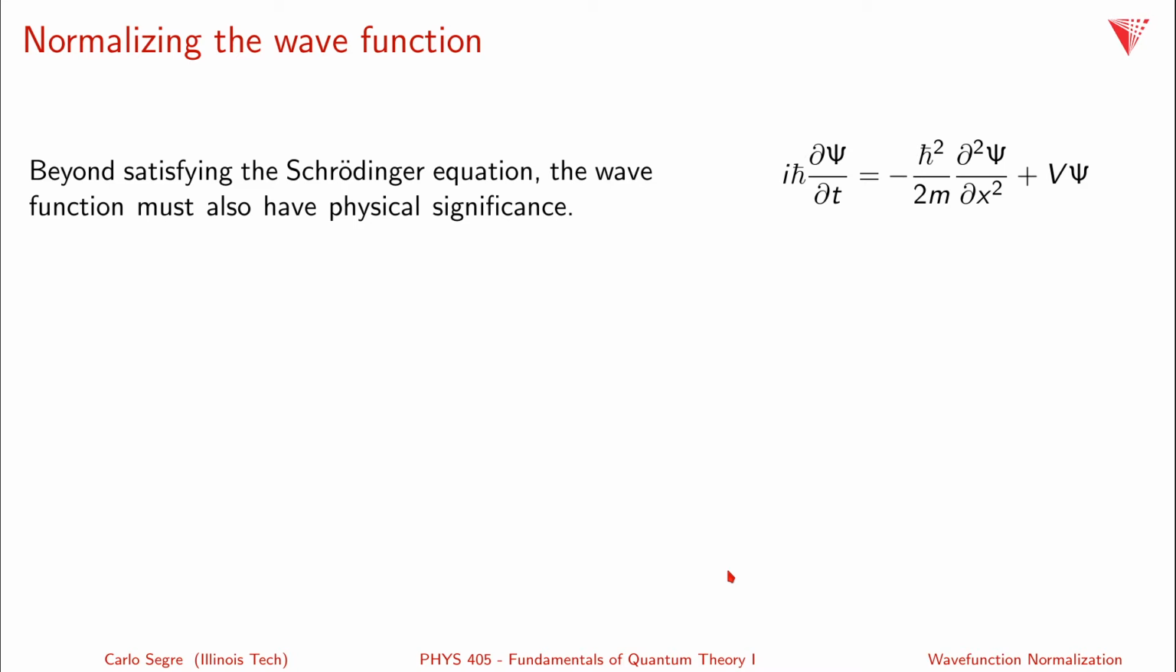So our goal then is to normalize the wave equation. Besides satisfying the Schrödinger equation, the wave function also has to have one other important aspect. Since we're describing physical systems, it must have some physical significance. Recalling that the Schrödinger equation was given by i h bar partial psi with respect to t equals minus h bar squared over 2m partial squared psi with respect to x squared plus V times psi.